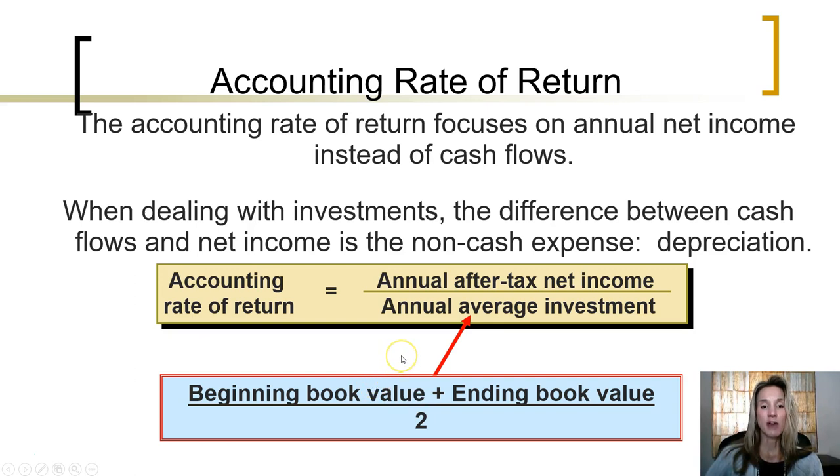So the formula to calculate accounting rate of return is the amount of annual after-tax net income on that investment that is expected divided by the average amount of annual investment. A rudimentary way to get the annual amount of average investment is to take the beginning book value of the investment or the equipment plus the ending book value and divide by 2.